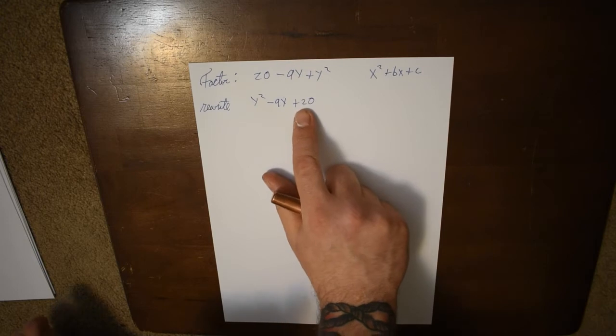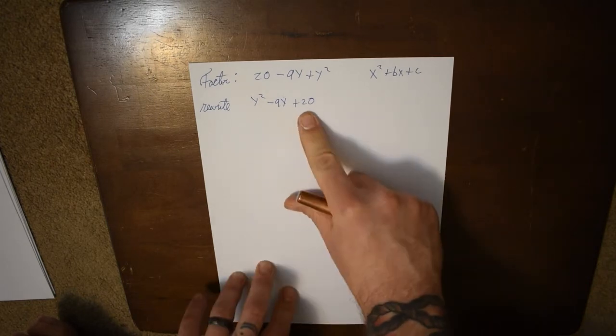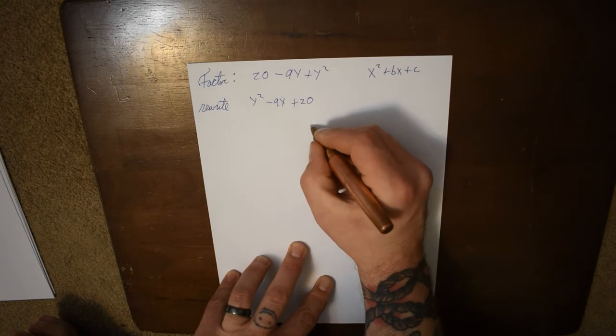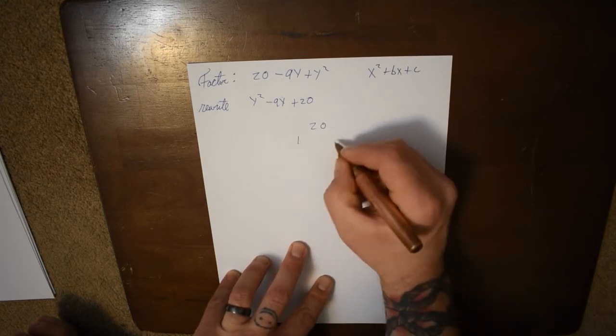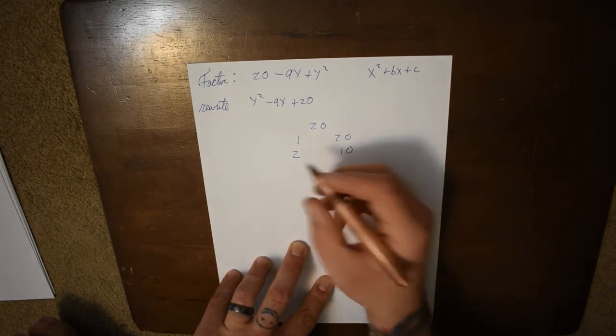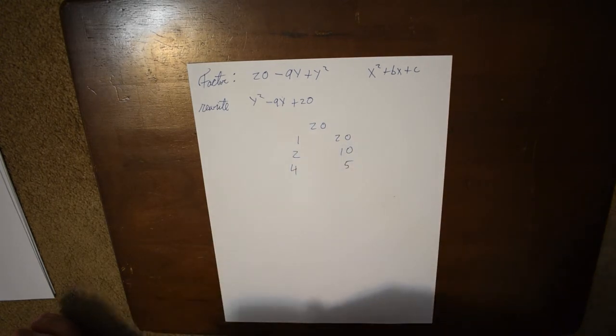Yeah, and we still have a positive constant term. So we're looking for the factors of 20. Well, 20 is equal to 1 times 20. It's equal to 2 times 10, and it's equal to 4 times 5. After that, we're going to start to get repeats.